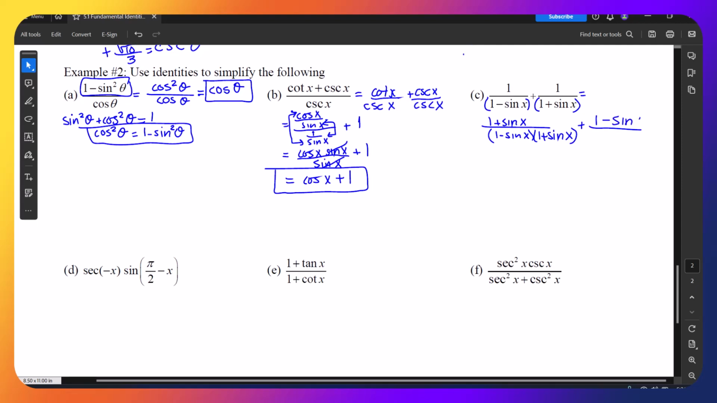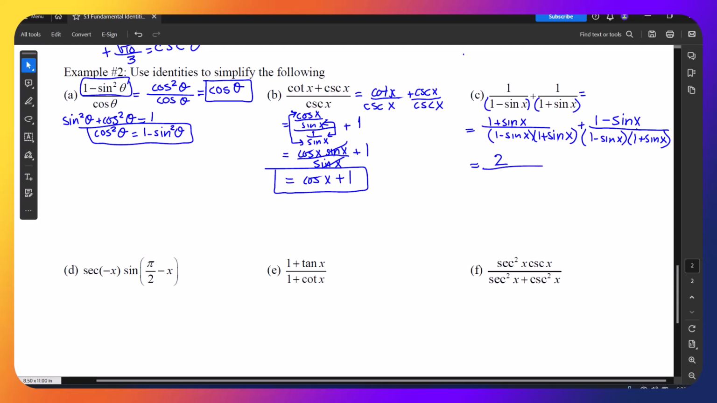Minus sine of x divided by also the product of 1 minus sine of x times 1 plus sine of x. Now that they have common denominators, we can combine them. So I have 1 plus 1 is 2. Sine of x minus sine of x is 0, so that's gone.